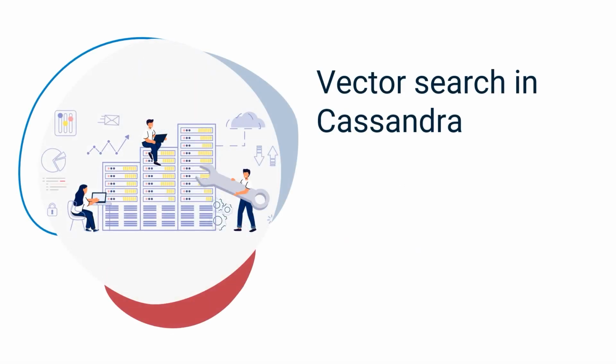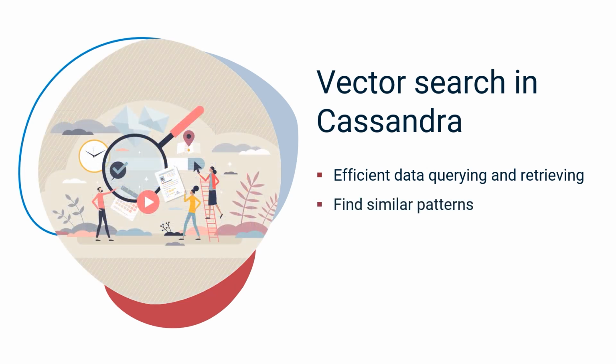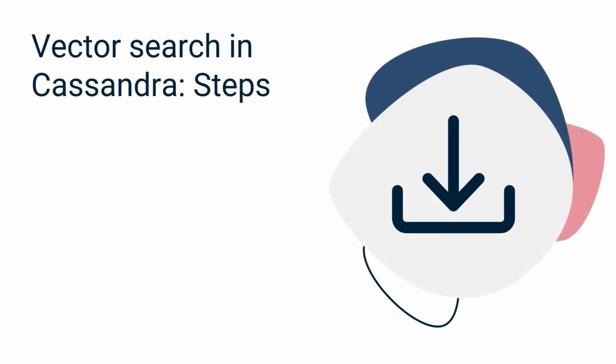Cassandra's vector search facilitates efficient querying and retrieving of data based on the similarity metrics extracted from the vector representations of data. This feature supports finding similar patterns. Let's explore the steps involved in performing vector search in Cassandra.